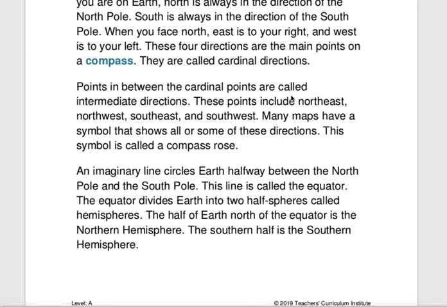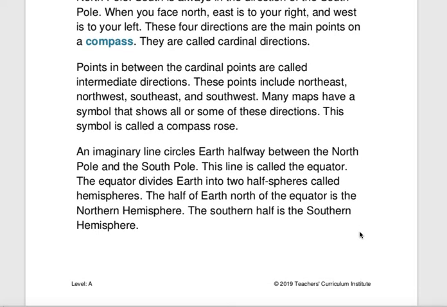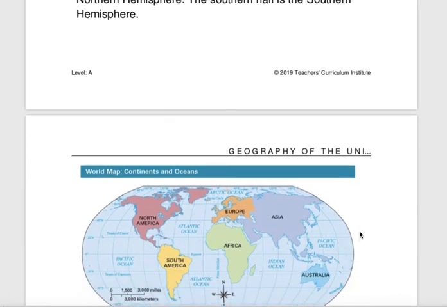Points in between the cardinal points are called intermediate directions. These points include northeast, northwest, southeast, and southwest. Many maps have a symbol that shows us all or some of these directions. This symbol is called a compass rose. An imaginary line circles Earth halfway between the North Pole and the South Pole. This line is called the equator. The equator divides Earth into two half spheres called hemispheres. The half of Earth north of the equator is the northern hemisphere, and the southern half is the southern hemisphere. And I showed you that already with the graphic.